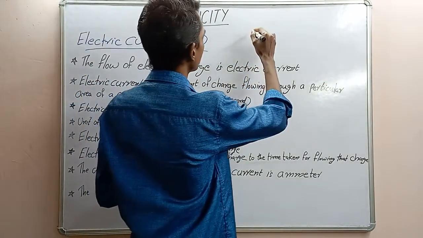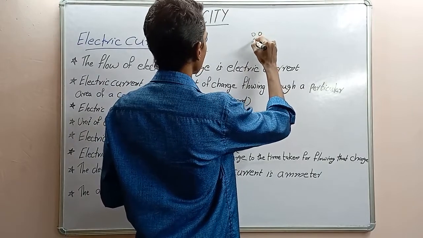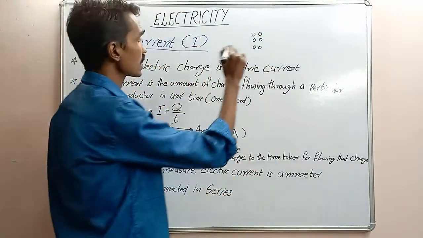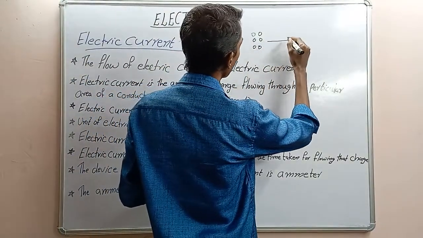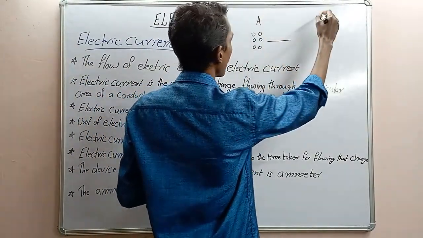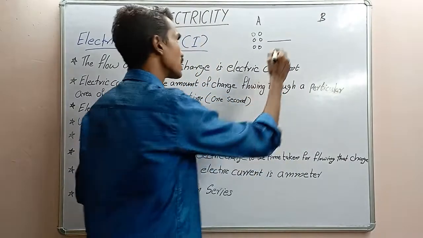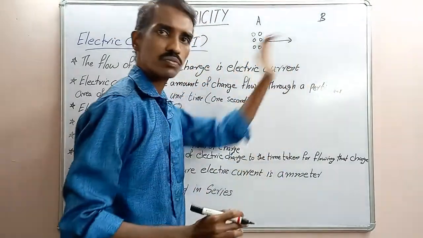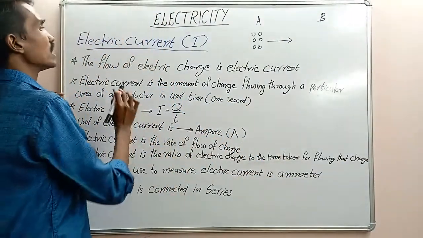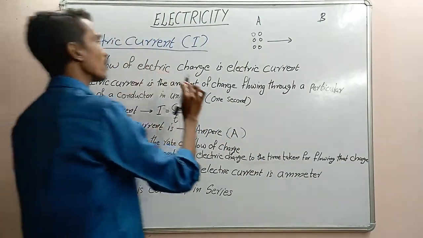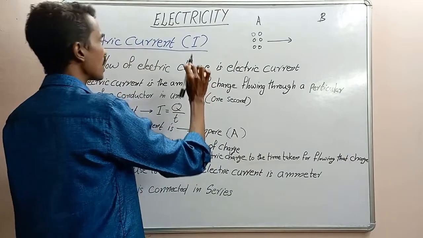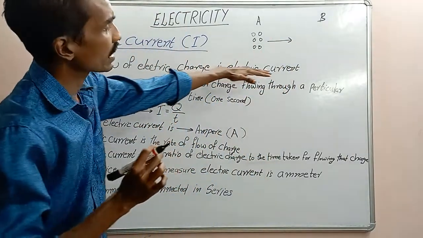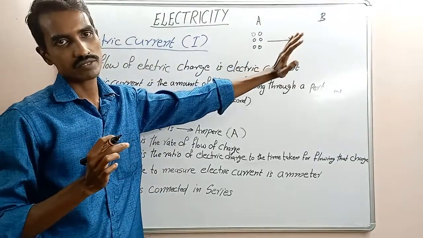Suppose some electric charges are here. These electric charges are moving from A to B, where A and B are positions. So where an electric charge flows from one position to another position, an electric current occurs.